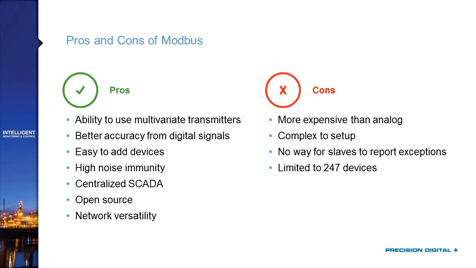And it's limited to 247 devices, which in most cases isn't really a problem. But if it's going to be a problem for you, it's going to be a significant problem, because now you've got to support multiple Modbus networks, and that makes things much more complicated.